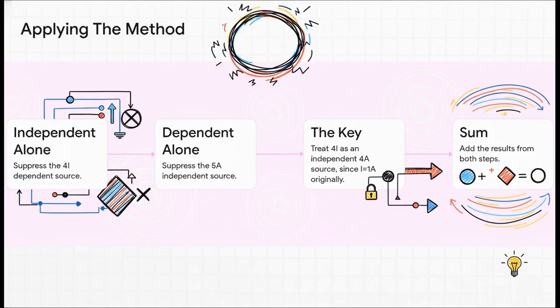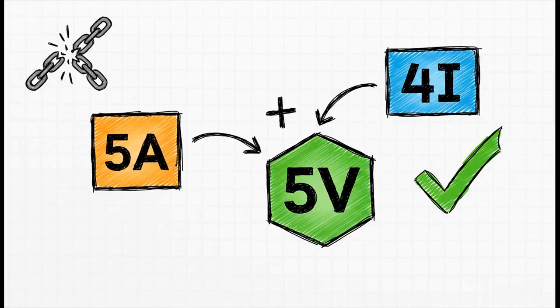And then finally, we just add the two results. And when you actually run the numbers, the result is pretty amazing. The part of Vx coming from the 5 amp source works out to be 3.261 volts, and the part from our dependent source, the one we treated like an independent 4 amp source, is 1.739 volts. You add those two together, and what do you get? Exactly 5 volts, the correct answer. It works. It actually works. The unbreakable rule just got broken.